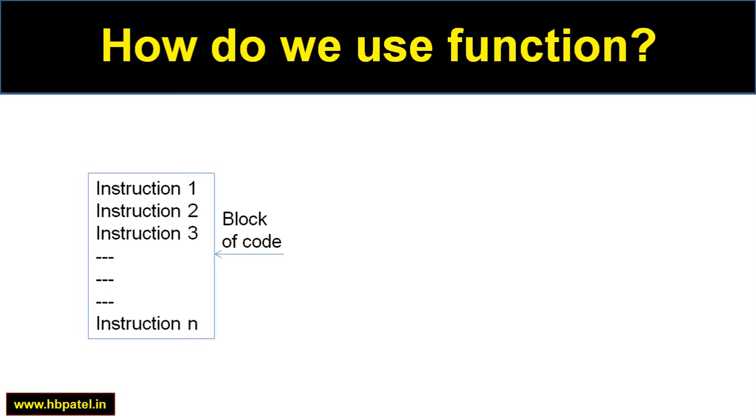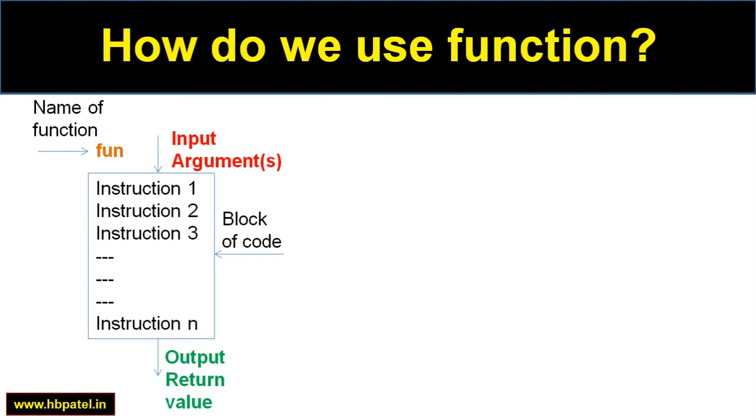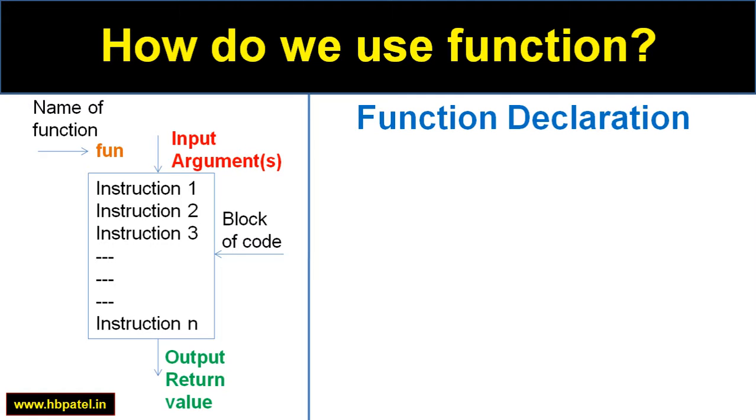So how do we use function? Again, as we have discussed, a function is nothing but set of instructions, a block of code having some name, providing input, sometimes we call it arguments, and producing output, we call it a return value. So how do we declare a function? For that, first you need to write the function name. Now before the function name, you need to provide the return type.